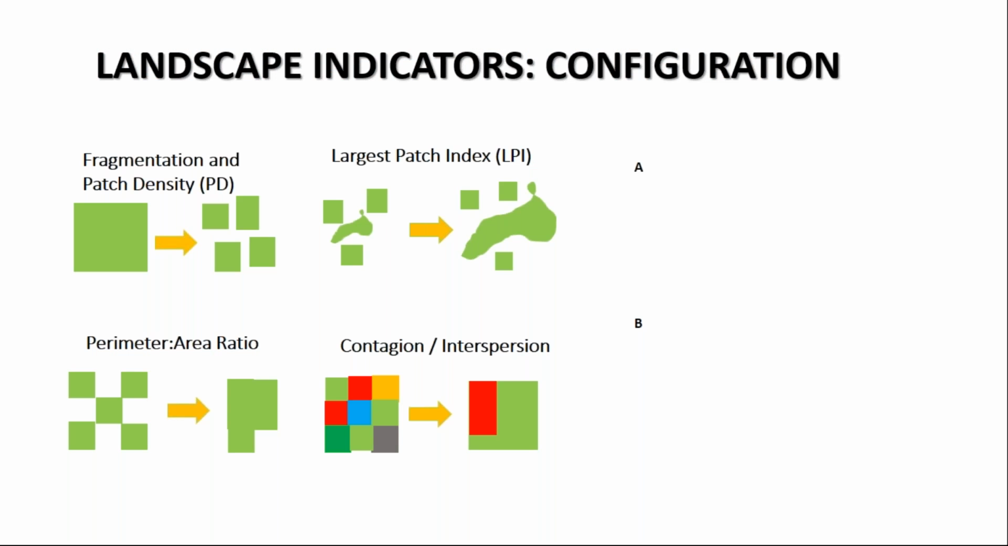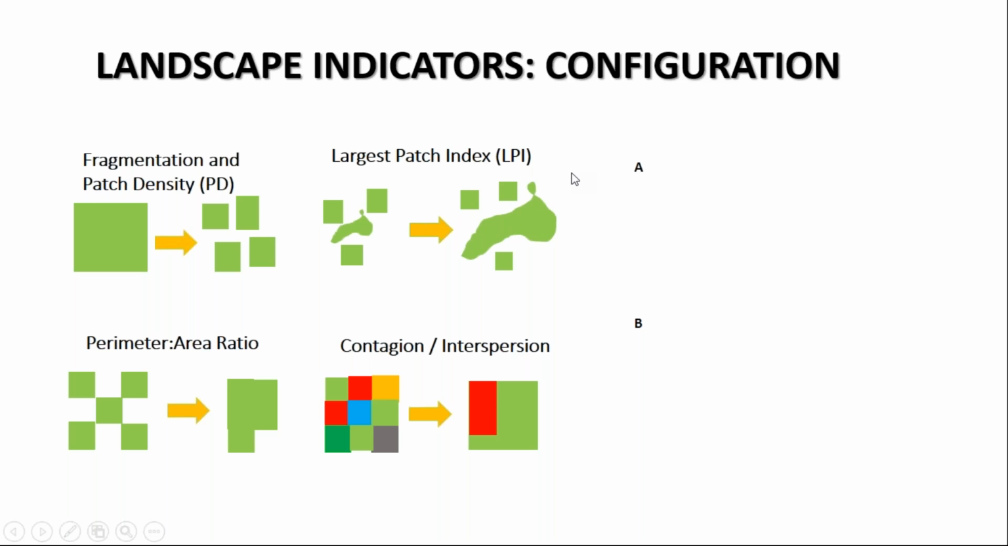Here's a little silly schematic showing you the different ways we can quantify the configuration of the landscape. For this first example with fragmentation and patch density, the proportion of green space, the total area in green space, is the same, but you see the arrangement is quite different. Is it one big patch or several small patches, right? So we can come up with indicators that capture that.